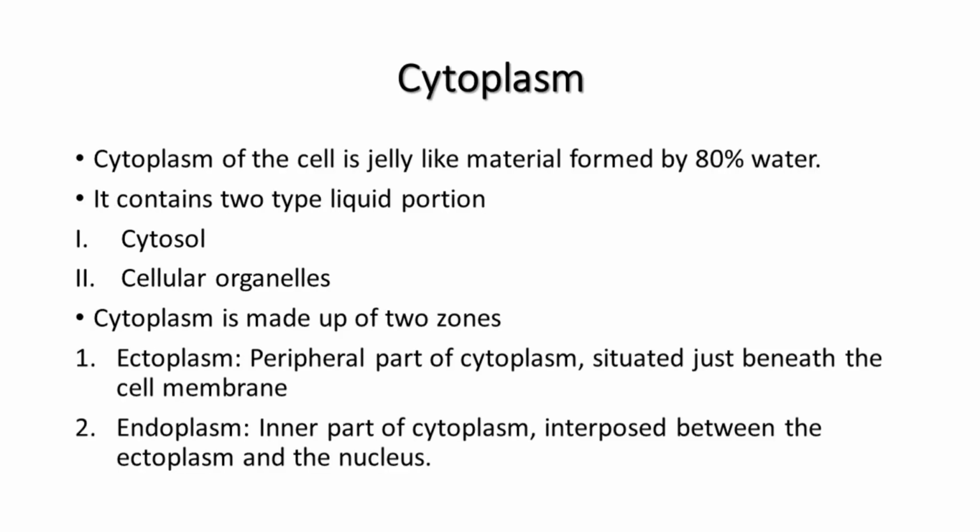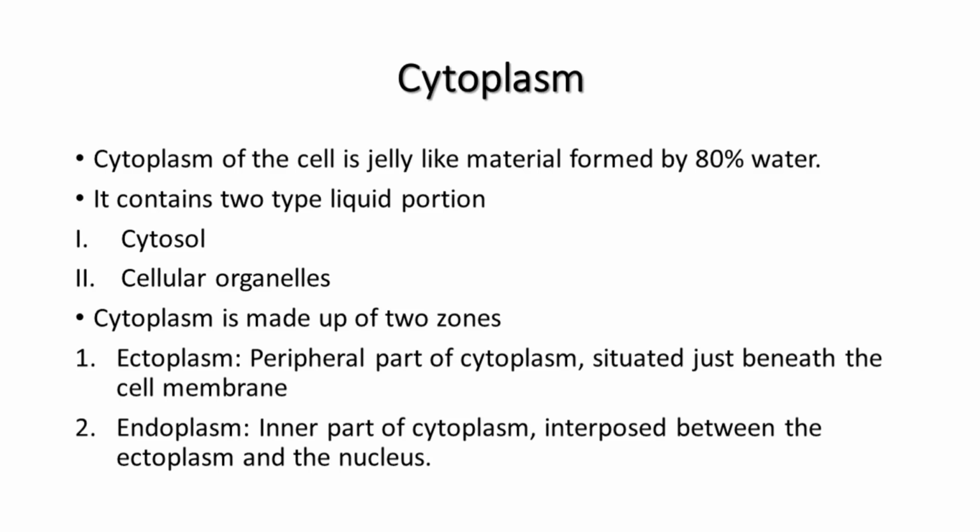Cytoplasm. Cytoplasm of the cell is a jelly-like material formed by 80% water. It contains two portions, cytosol and cellular organelles. Cytoplasm is made up of two zones: ectoplasm, the peripheral part of cytoplasm situated just below the cell membrane, and endoplasm, the inner part of cytoplasm interposed between the ectoplasm and the nucleus.